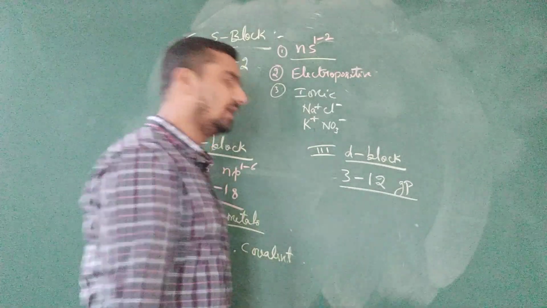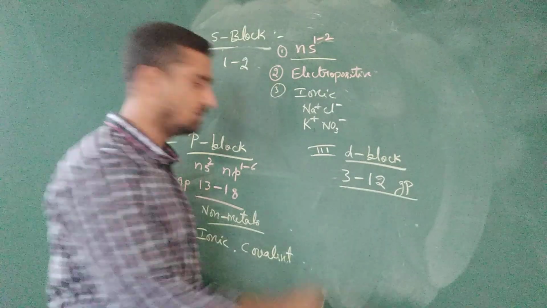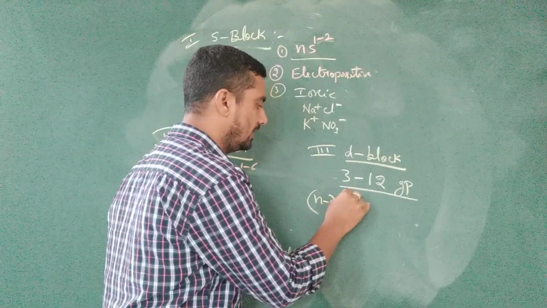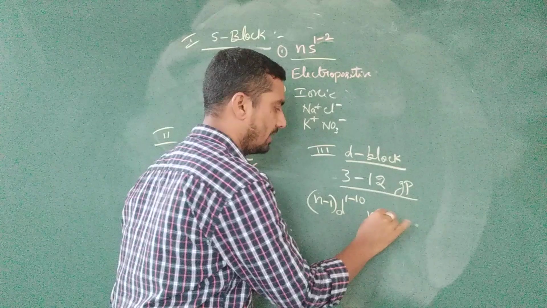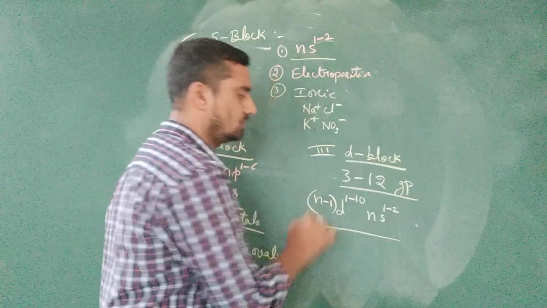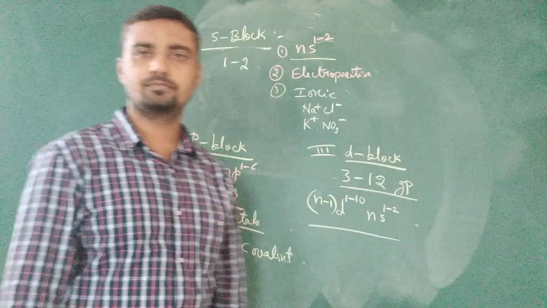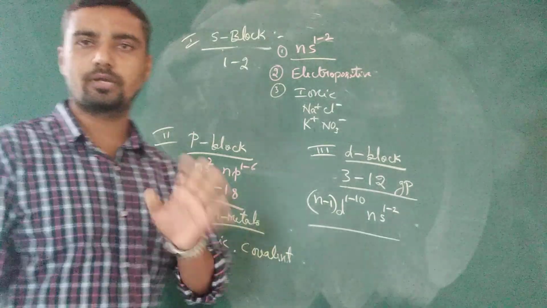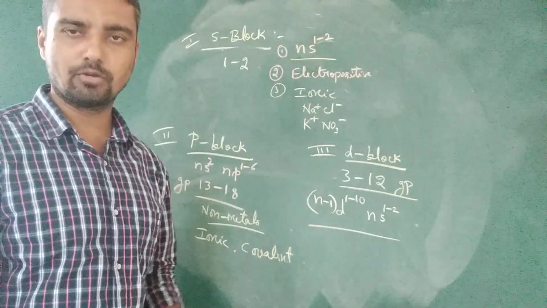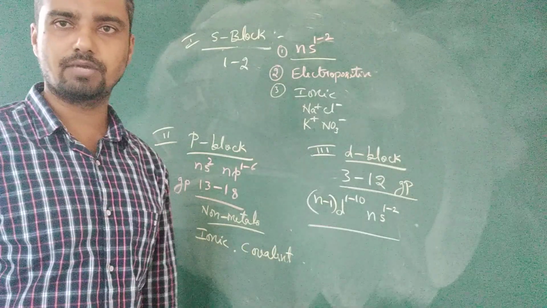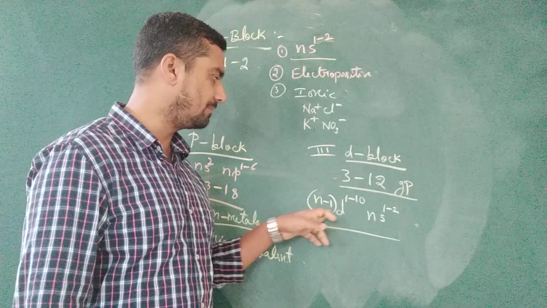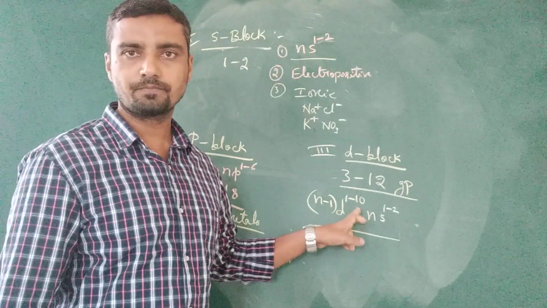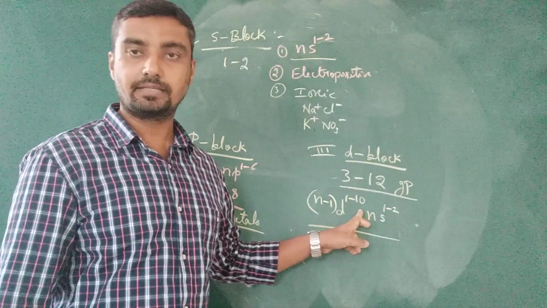Now come to the general electronic configuration of the D block. That is (n minus 1) d 1 to 10 and ns 1 to 2. This is the general electronic configuration of the D block elements. Remember that this is very important; it will be asked in competitive exams. Minimum 1 electron, maximum 10 electrons in the d orbital.